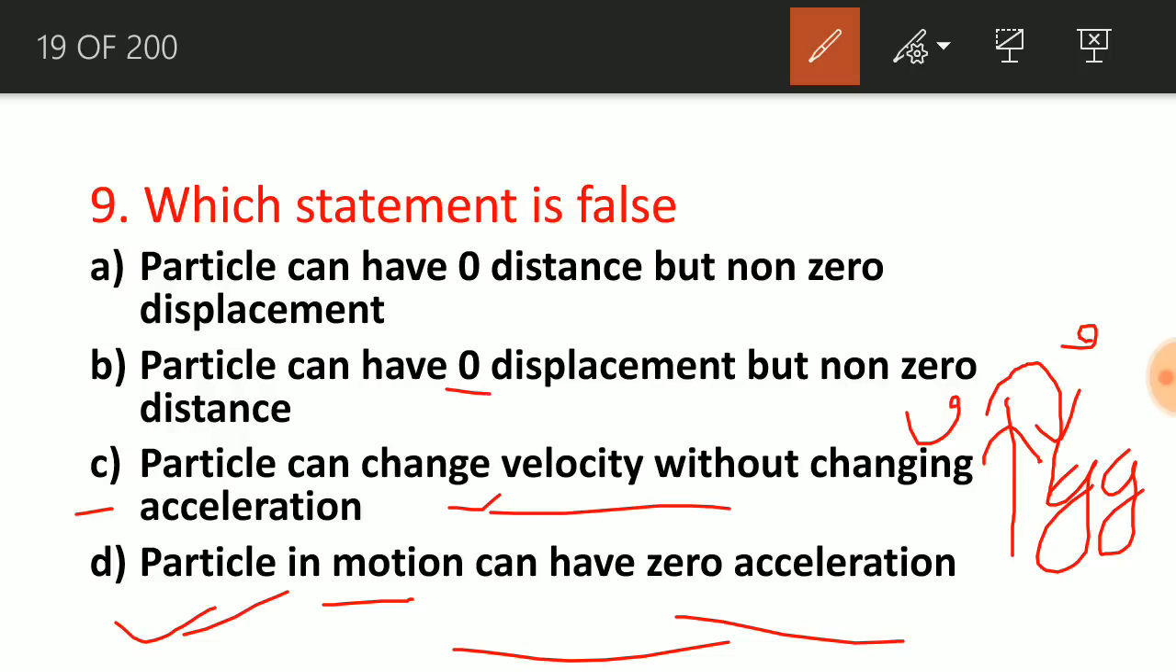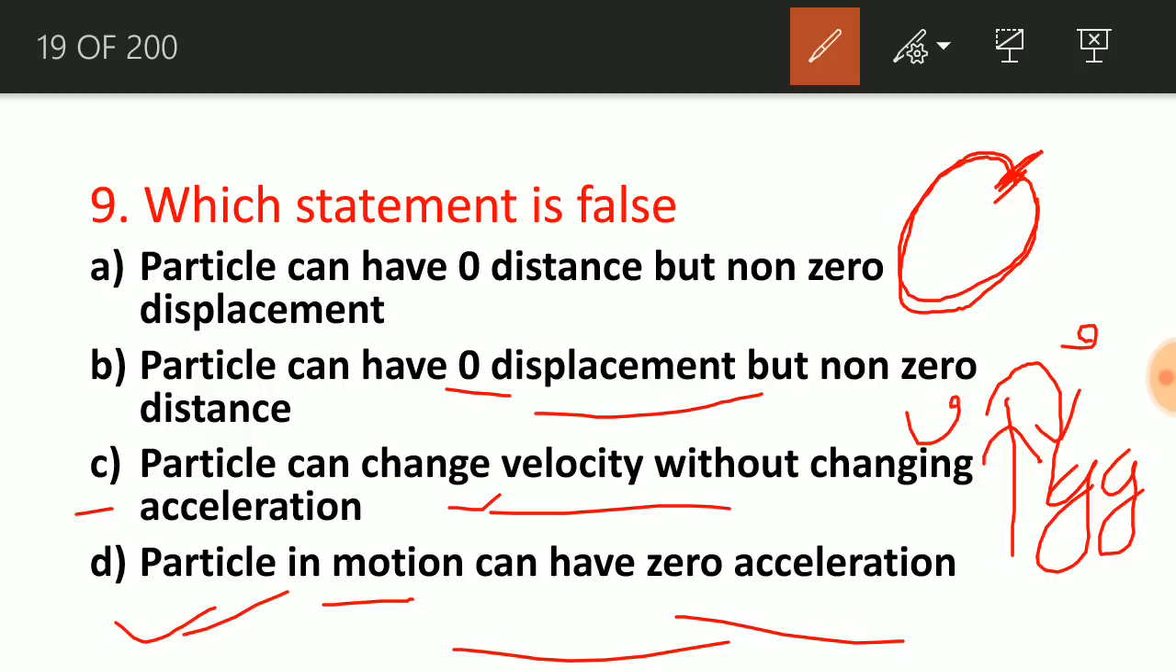Particle can have zero displacement with non-zero distance, this is also true. If we travel in a circular path and arrive at the same starting point, then the displacement is zero, because the initial and final points are the same, but the distance traveled is non-zero. It has traveled a complete circle, a complete distance. So option choice B is also correct. So option choice A is incorrect.